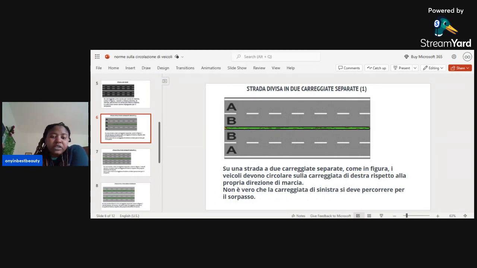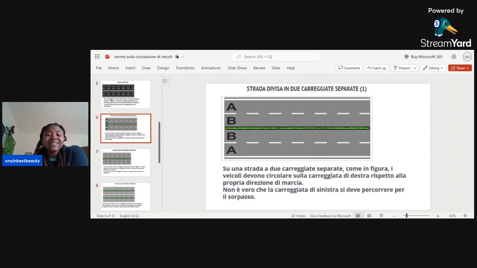Come in figura, I veicoli devono circolare sulla carreggiata di destra, rispettando la propria direzione di marcia. Non è vero che la carreggiata di sinistra si deve percorrere per il sorpasso. No. We have two lanes here, and we have a spartitraffico separating us. So over here, if we are going, our right lane is A. On the other side, their right lane is A. We only use B for overtaking.